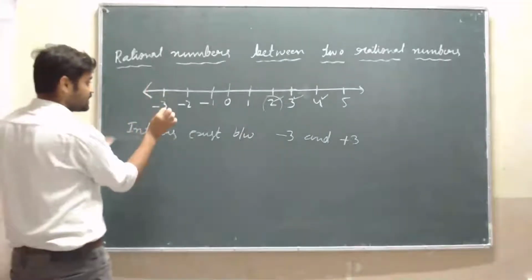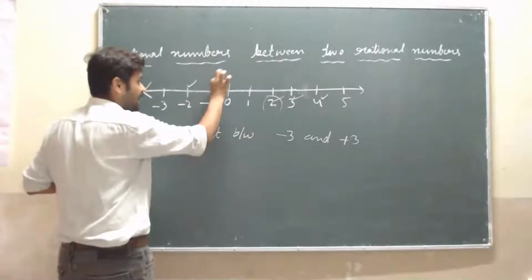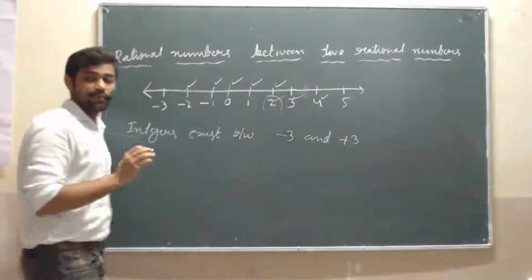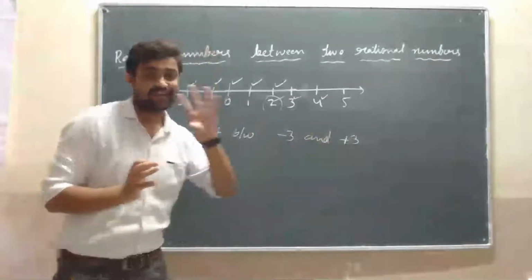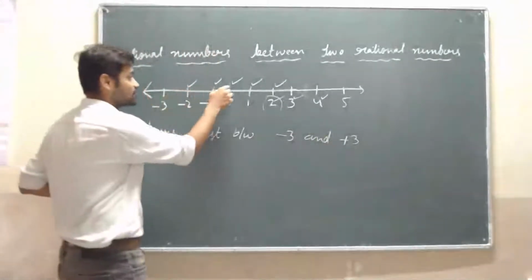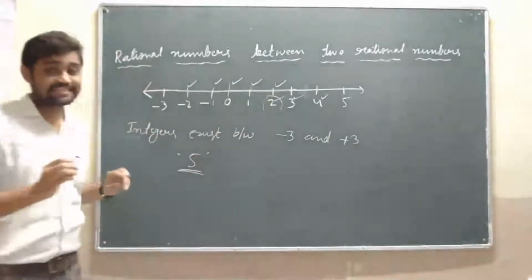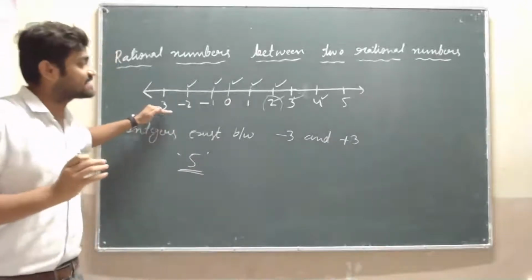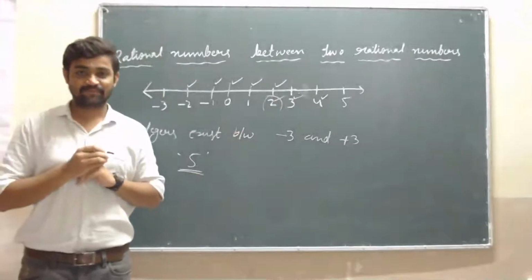Now count. -3 is here. Okay, one integer, second integer, third integer, fourth and fifth. How many integers are we having here from -3 to +3? That is 5. 1, 2, 3, 4, 5. We can say that 5 integers exist between -3 and +3.